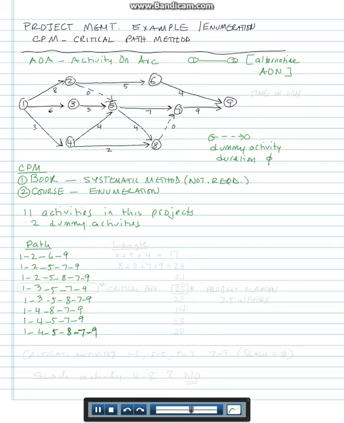Now we calculate the length. The length in an AOA network representation is usually above the arc. So 1, 2 is 8, 2, 6 is 5, and 6, 9 is 4, so 8 plus 5 plus 4 is equal to 17. If it is days or hours, that would be the duration. I'll do another one in detail and then you get the idea.